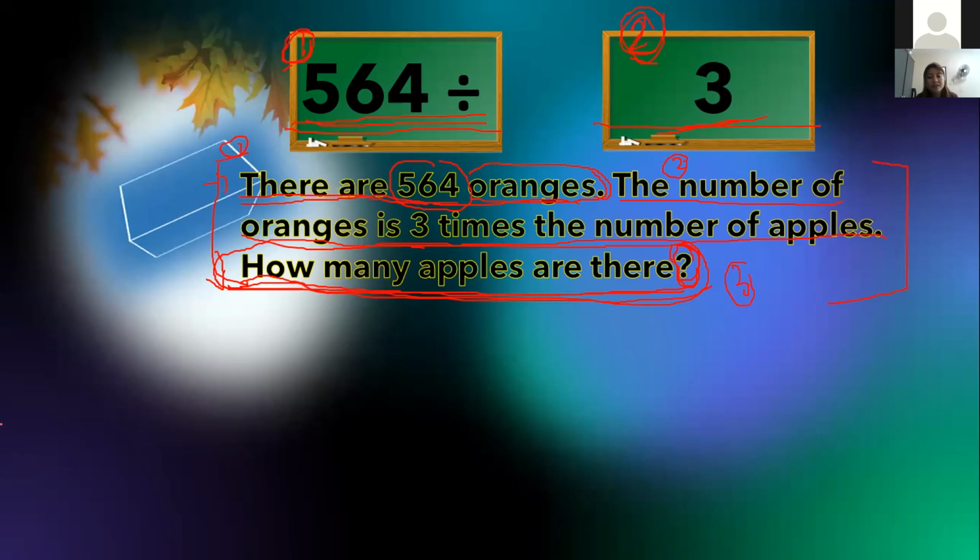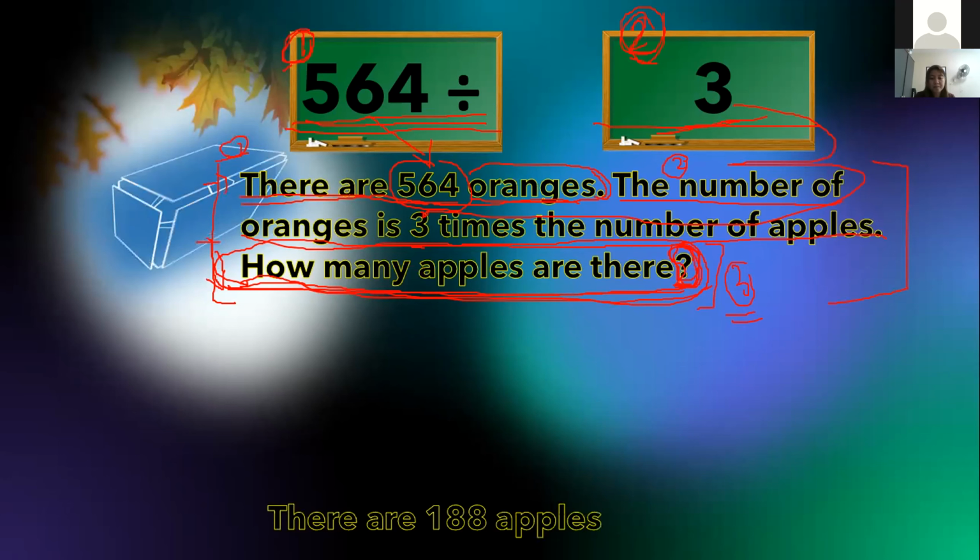There are 564 because we follow the first given number. Okay. And the second, we follow the number. So here, the second, the number of oranges is 3 times the number of apples. And the last sentence is the question sentence. Okay, this is the last sentence. The last sentence is always the question sentence. It means we have the question symbol, okay? So that is how you will arrange. We only arrange the sentences.